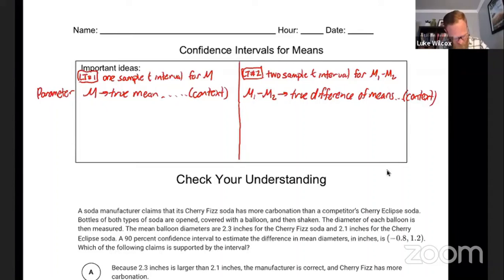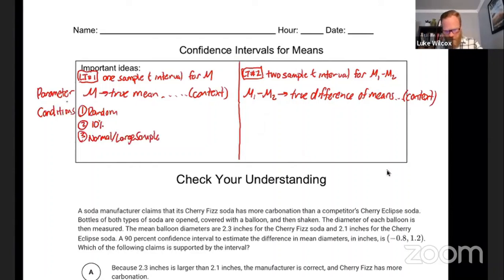All right, next up is to make a quick list of the conditions that are necessary, and there are 3 of them. We have the random condition, we have the 10% condition if sampling without replacement, and then we have what's called the normal large sample condition.